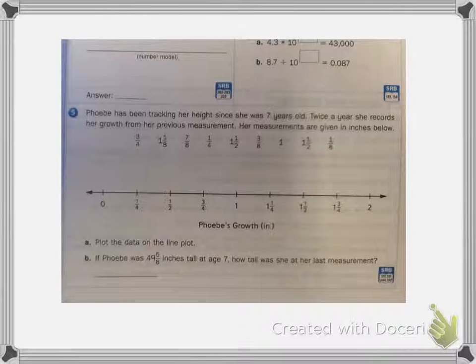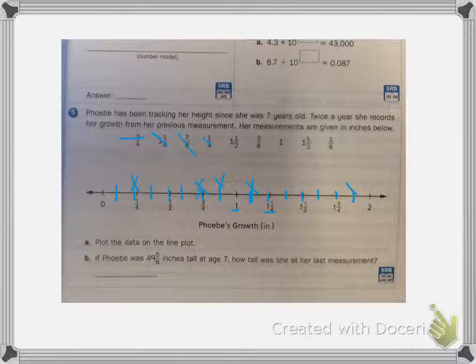And the last one, number 5, says Phoebe has been tracking her height since she was 7 years old. Twice a year, she records her growth from the previous measurement. Her measurements are given in inches below. So the first thing for A says plot the data on the line plot. So we have 3/4, 1 and 1/8. Since here's 1 and here's 1/4, I know 1/8's right in the middle. 1 and 7/8. Again, here's 1/8, 2/8, 3/8, 4/8, 5/8, 6/8, 7/8. But it's just 7/8, so again, 1/8, 2/8, 3/8, 4/8, 5/8, 6/8, 7/8.